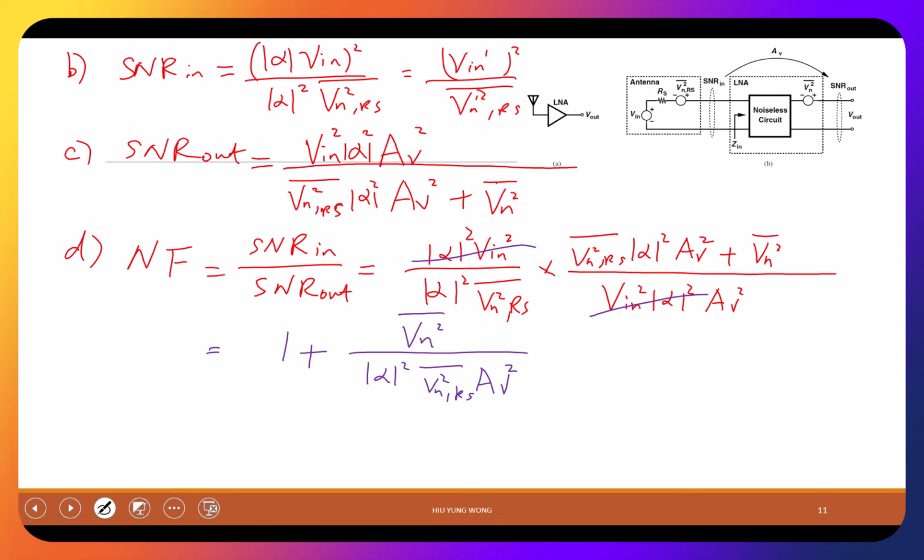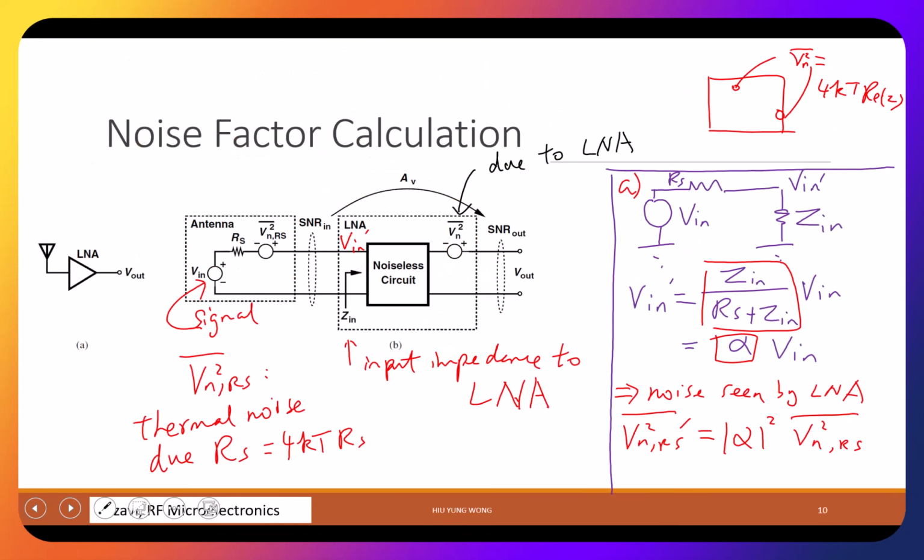So how do we understand this? It means the noise figure equals 1 plus the noise due to the amplifier divided by the noise of the source. And alpha square is due to the source impedance matching.